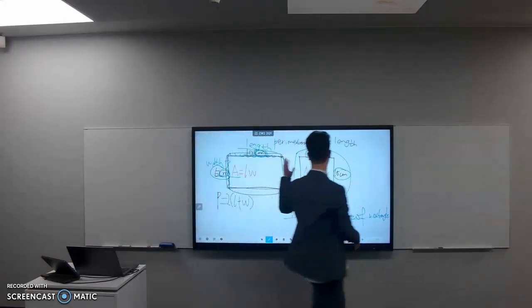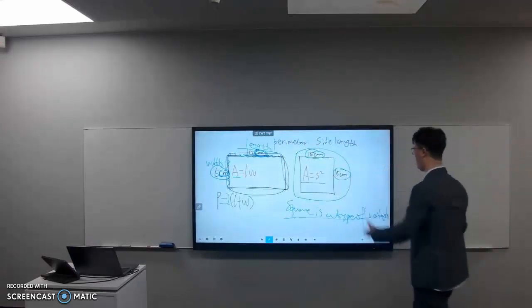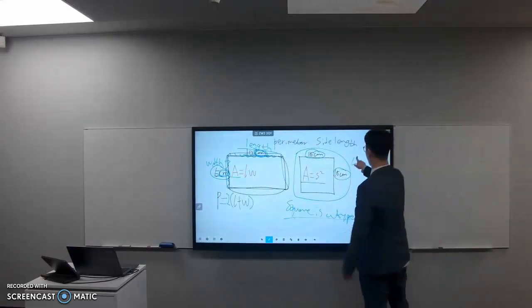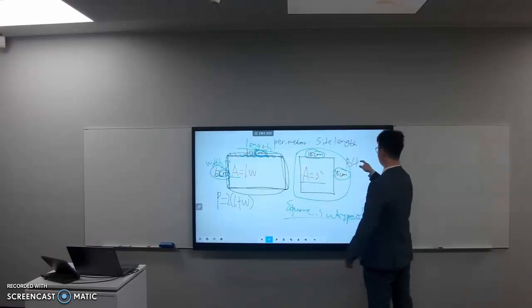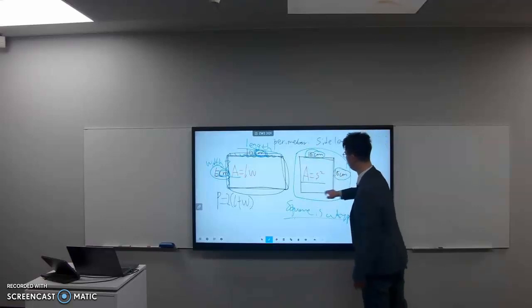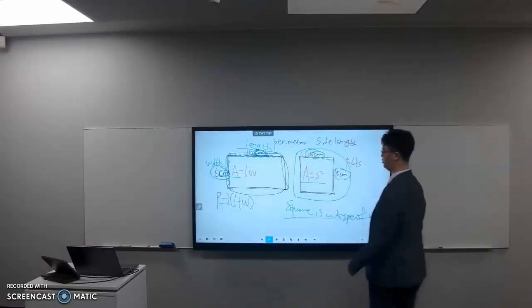What about a square? P equals 4 times S, which is this one: 1, 2, 3, 4. This is very easy.